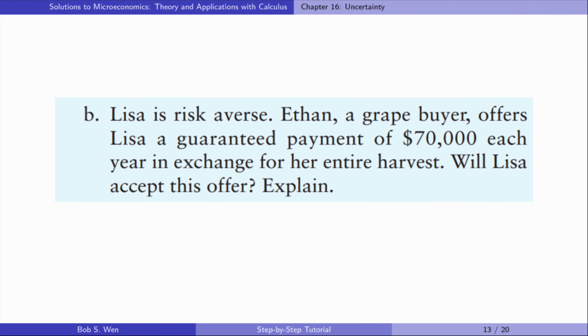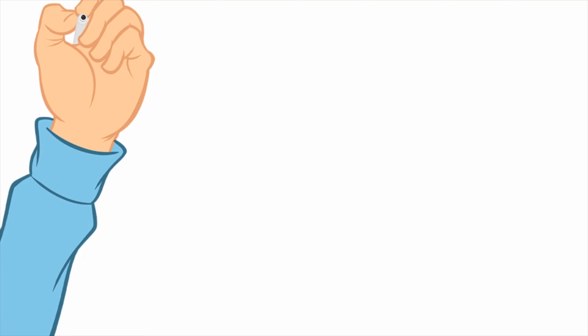For Part B, Lisa is risk averse. Ethan, a grape buyer, offers Lisa a guaranteed payment of $70,000 each year in exchange for her entire harvest. Will Lisa accept this offer? Explain. We compare the utility of growing grapes to the utility of the guaranteed payment.